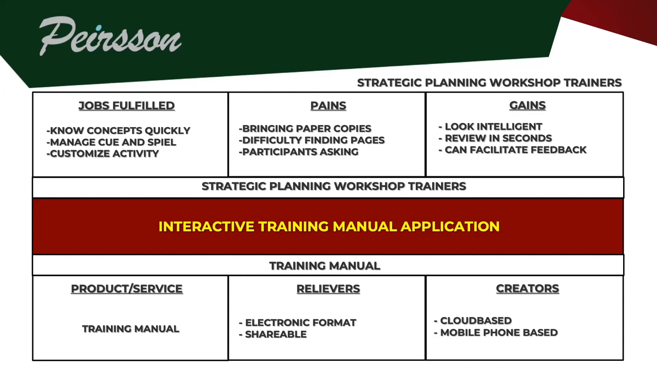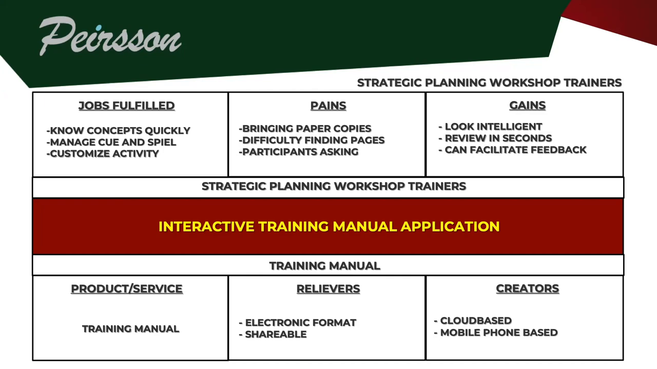Now, when I ask the strategic planning workshop trainers, so these are individuals who do strategic planning workshops for companies, for big institutions, small institutions, SMEs, the jobs fulfilled by the training manual, specifically for a strategic planning workshop, is that the training manual helps them know concepts quickly in case they forgot, all right? The training manual manages the cue and the spiel so that if there's a certain scenario or instance, they can just glance at the training manual and they would know what to say. So there are scripts on the training manual for certain segments of the training.